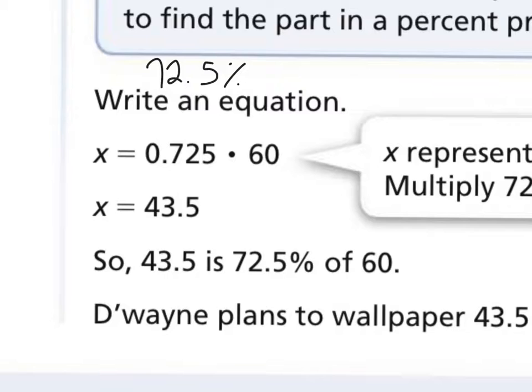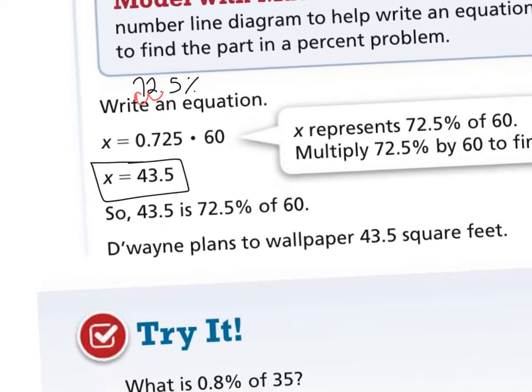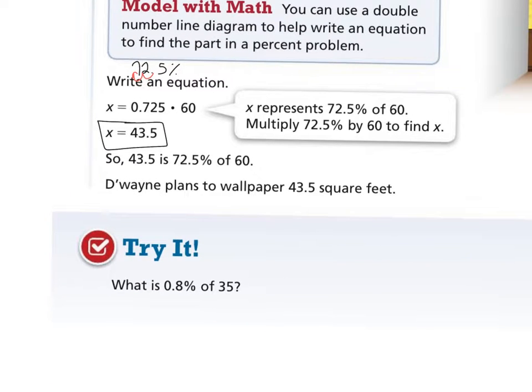And then just move your decimal 2 places to the left. That's how they got 725 thousandths times 60, and you work that out, and you get 43.5 square feet that he would wallpaper. Sometimes, depending on the problems, in this case, we're talking about how many square feet we're going to wallpaper. So if we get a decimal answer, that's okay. Sometimes, if we're talking about like how many people there are, then we would want to potentially round our answers off. But in this case, we're okay with that answer.